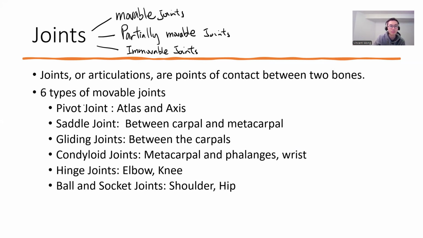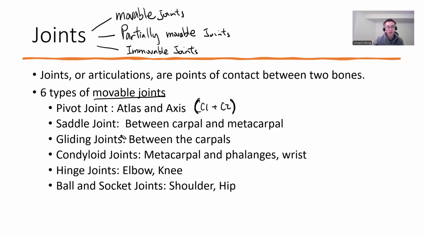Let's look at movable joints first. There are six types of movable joints, and we have examples of each. Some are easier to visualize than others. The first one is the pivot joint. An example is the atlas and axis, that's C1 and C2, right? Basically, a pivot allows you to swing in one direction, like shaking your head. That's a pivot joint.